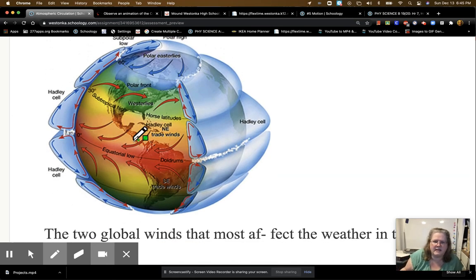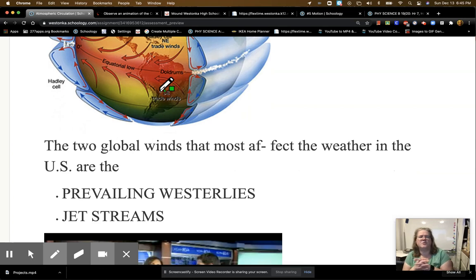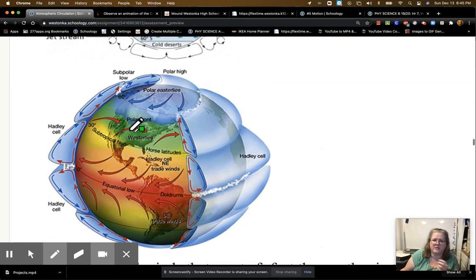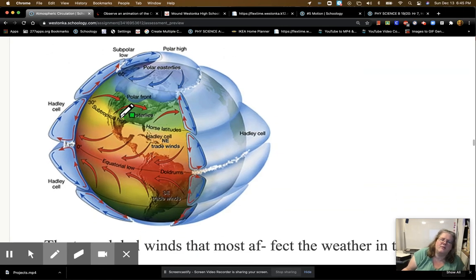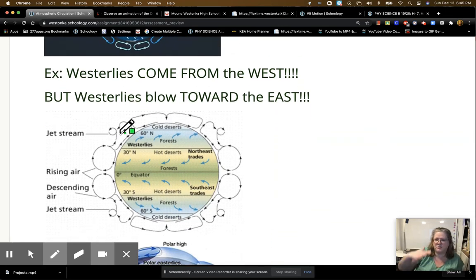Here's our Hadley cells and our other convection cells up here. The two global winds that most affect the weather in the U.S. are the prevailing westerlies and that jet stream. The prevailing westerlies are here. That's where the bulk of our weather comes from, unless you're my cousins in Florida who get the northeast trade winds, and that's the hurricanes and all that stuff. But this jet stream, as it moves north, lets the warm, moist air come in. And as it moves south, we get that cold, dry air from the poles coming in. So the bulk of the United States is actually affected by the prevailing westerlies and how that jet stream is moving within it.